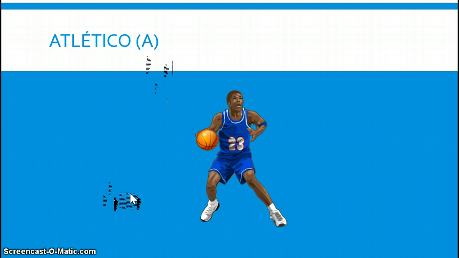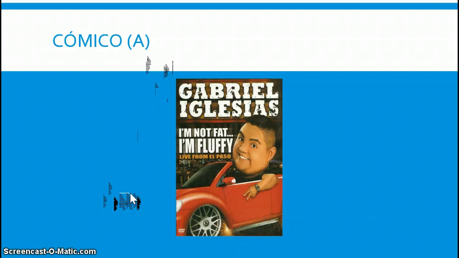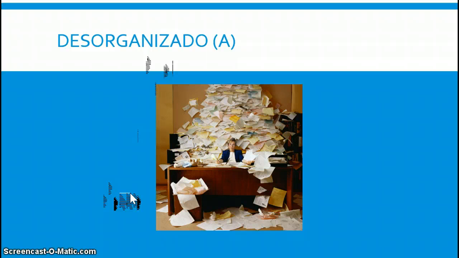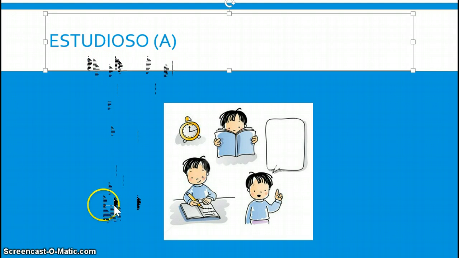Atlético o atlética. Significa athletic. Bueno o buena. Significa good. Cómico o cómica. Significa funny. Desorganizado o desorganizada. Significa messy or disorganized. Estudioso o estudiosa. Remember, this has the word study built in it. So somebody who is estudioso or estudiosa is somebody who is studious.